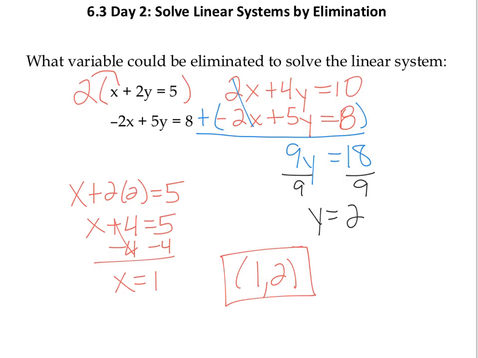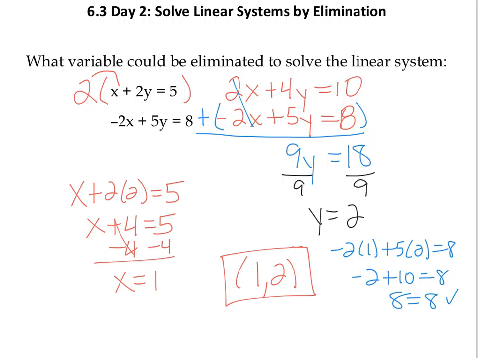We could check that by plugging the 1 and the 2 in for x and for y into both equations, make sure it works. Let's just check it in the second equation just to see. So I'd have negative 2 times 1 plus 5 times 2 equals 8. That'd be negative 2 plus 10 equals 8, which is 8 equals 8. That checks. And again, I could plug it in the first one. I need to make sure it works in both equations. Okay, but remember, that's how you can check your solution to make sure that it works.